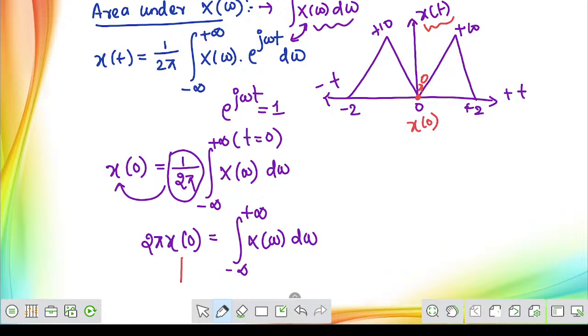If you are putting x of 0 equal to 0 here, the total value will become 0. So for this question, the answer, the integral from minus infinity to plus infinity of x of omega d omega, will be equal to 2 pi into x of 0. Fortunately, the value of x of 0 is 0, so the net value will be 0 for the given question. Understand, sir? So you must be very conscious whenever this type of question is asked in the examination.